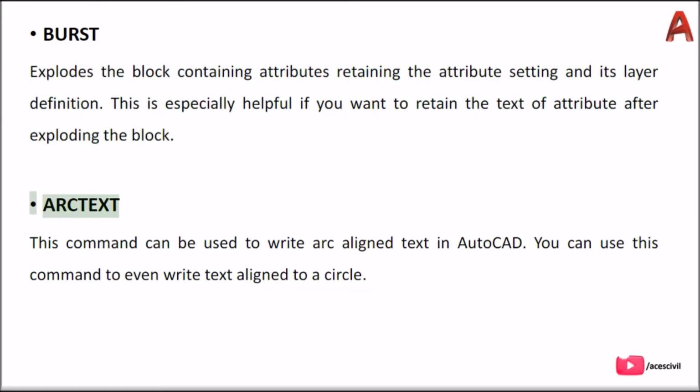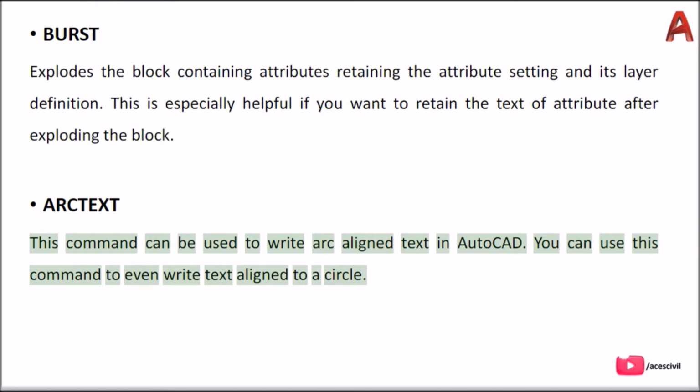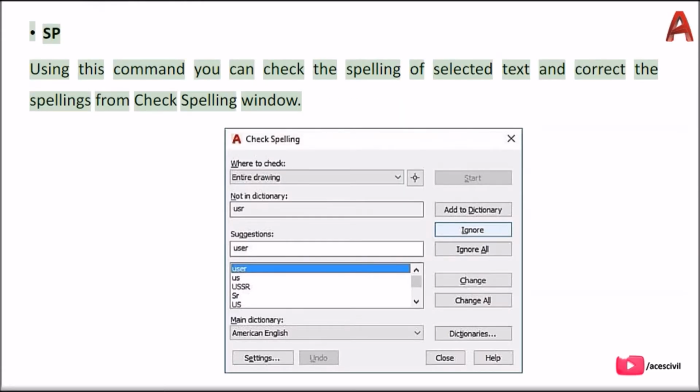ArcText. This command can be used to write arc-aligned text in AutoCAD. You can use this command to even write text aligned to a circle. SP. Using this command you can check the spelling of selected text and correct the spellings from the Check Spelling window.